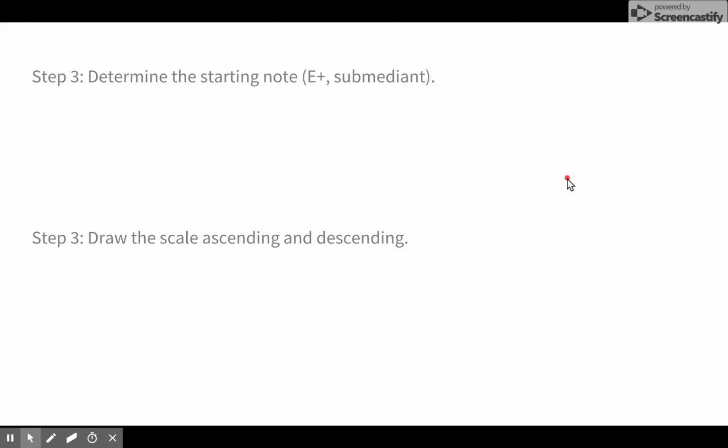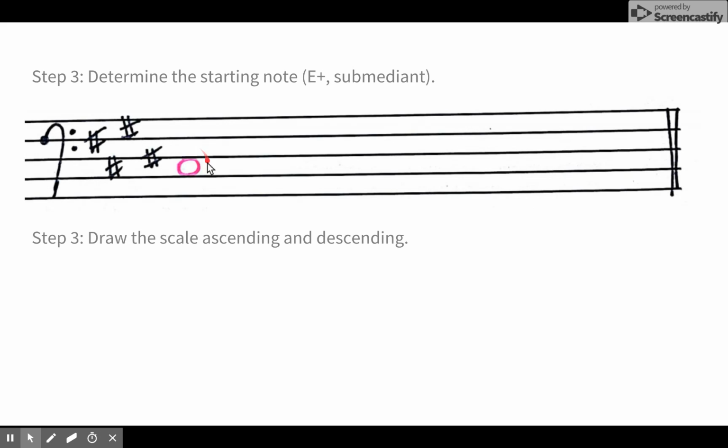Next, we're going to figure out our starting note. So in the key of E major, we want the submediant. The submediant is the 6th note, so we're going to count and use your fingers. It's the easiest way to do it. So E, F, G, A, B, C. So I'm going to start on C. So I've put my note here, and actually I've really started on C sharp, because if you look back at the key signature, C is sharp. And then I'm going to draw C to C and back down again.